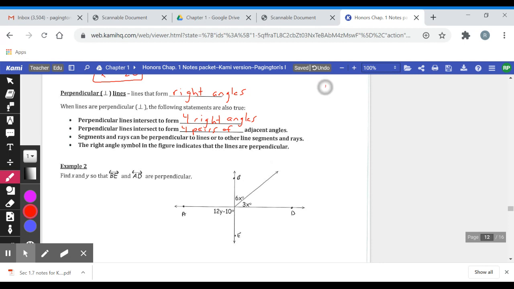So again, if we know that two lines are perpendicular to each other, then we know that all of these angles are right angles, and therefore they are all 90 degrees. The second statement here is saying perpendicular lines intersect to form 4 pairs of adjacent angles. So that's also true, there's 4 pairs of angles that are right beside each other.